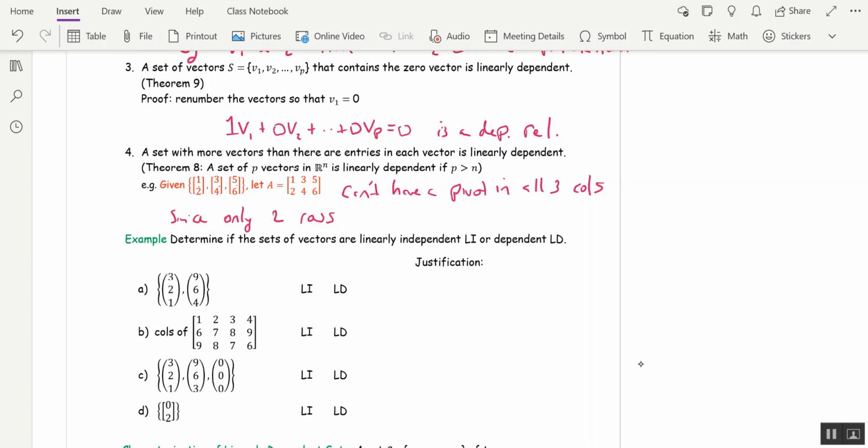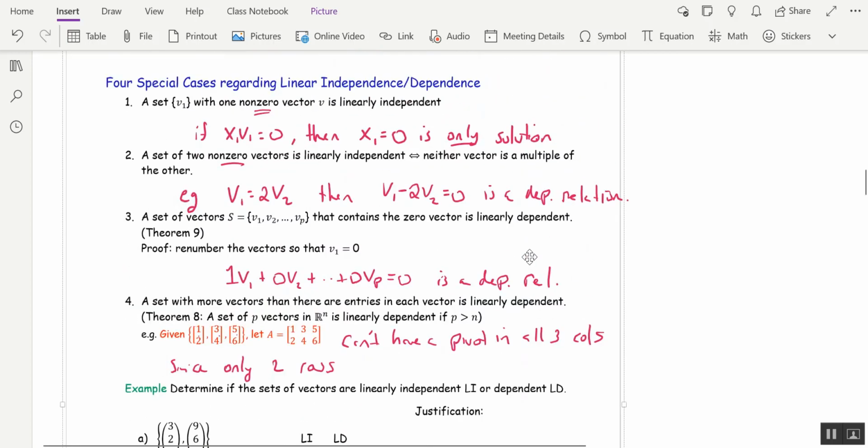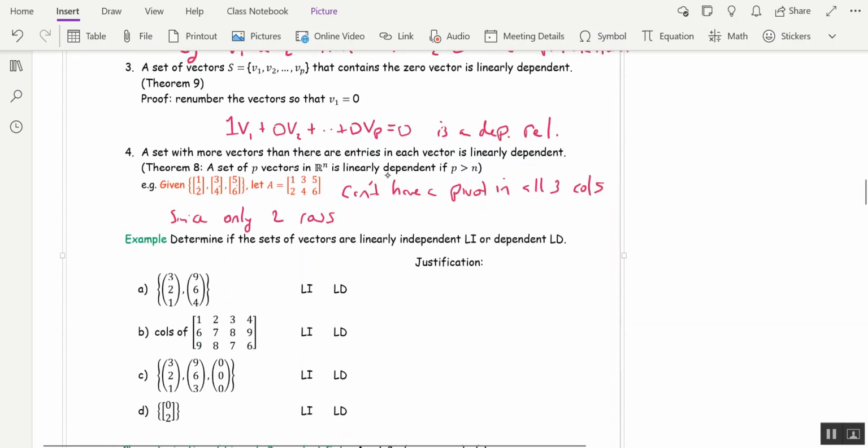All right, so let's just do a fun practice problem here where we look at 4 different sets and we state whether or not they're linearly independent, LI, or linearly dependent, LD, and we justify it using one of those numbers above. So for the first one, I've got 2 vectors. So I want to be looking at special case number 2, which talks about a set of 2 non-zero vectors. So it's going to be linearly independent if and only if neither vector is a multiple of the other.